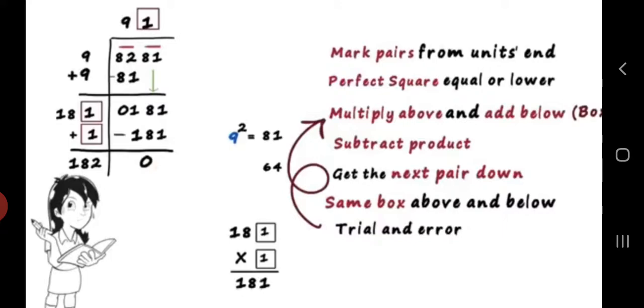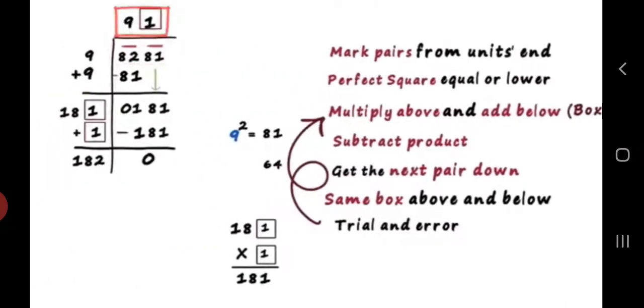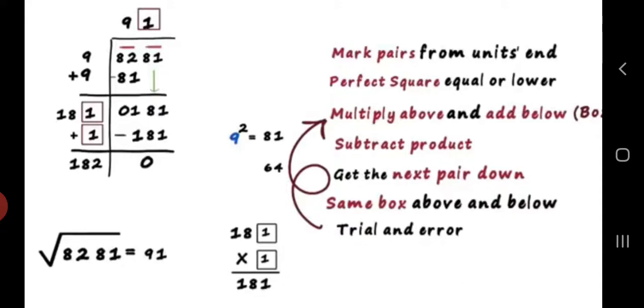So the square root of 8281 is 91. This is the division process by which we can find the square root of any square number.